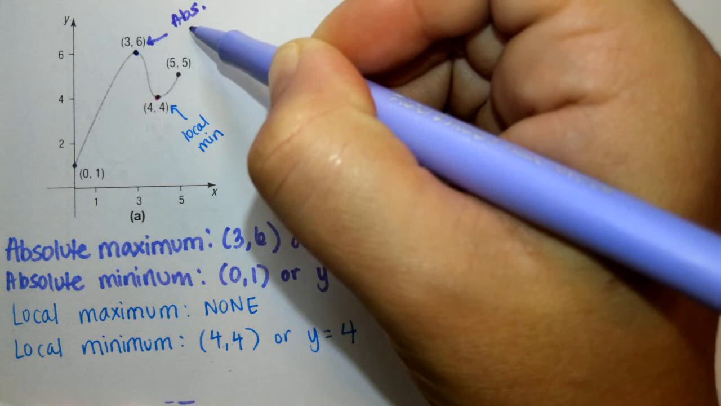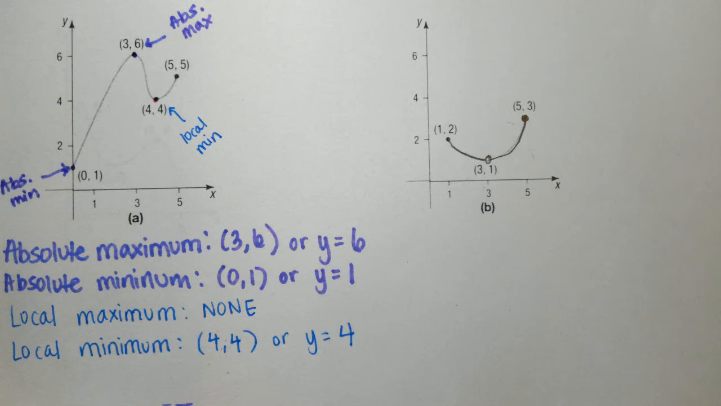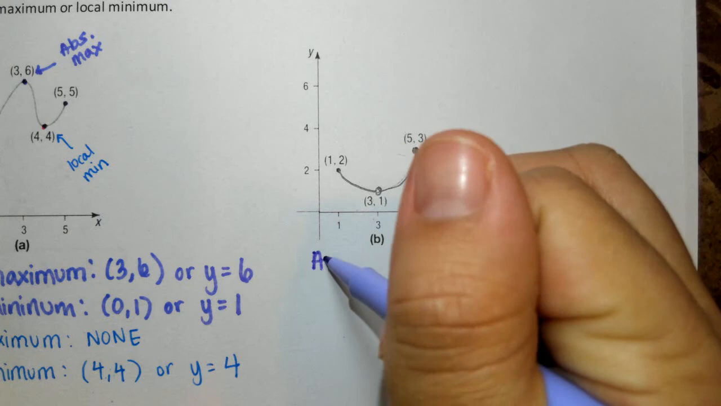Absolute max, that's short for absolute maximum. And this is our absolute min. Okay. All right, on the next example, back to this one, I'm going to go ahead and just try to figure out what are each of these four vocabulary words according to this next graph. And I'm going to go ahead and write it right underneath. Let's start with the absolute maximum.